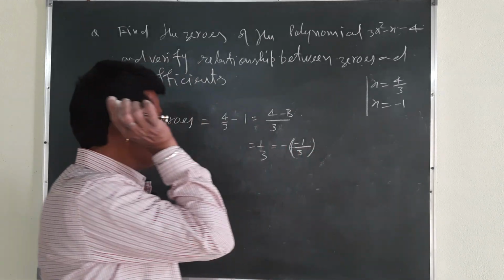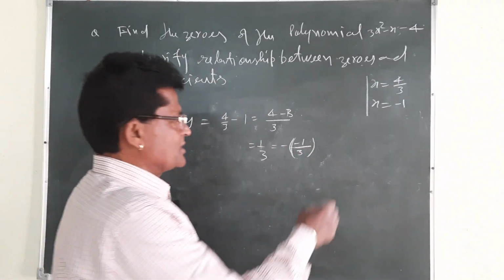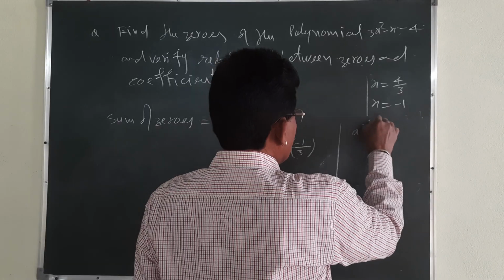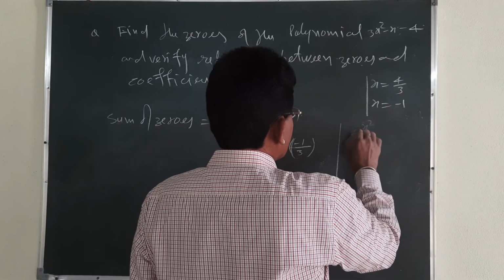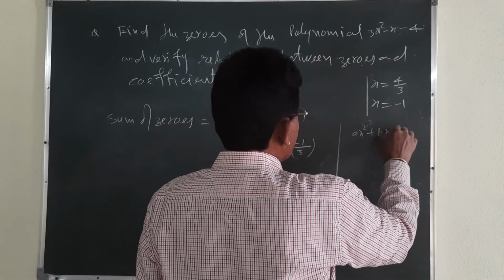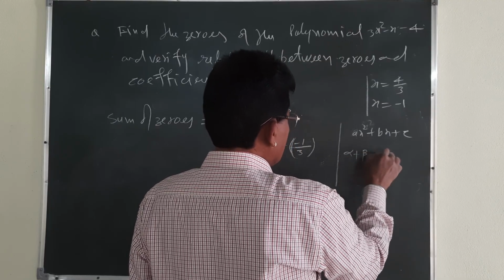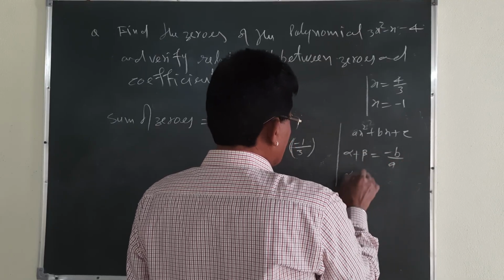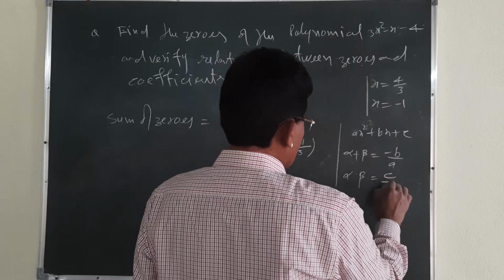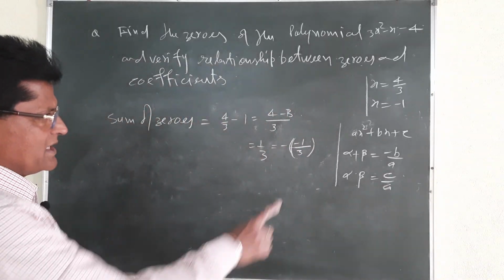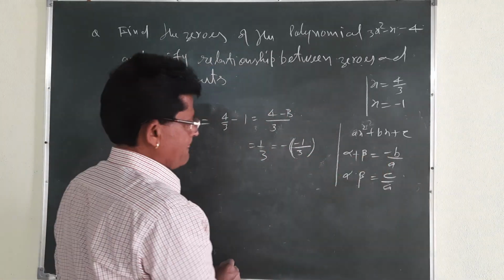Why am I changing? Because as I told you, for ax square plus bx plus c, the sum of the zeros will be equal to minus b upon a, and the product of the zeros will be c upon a. That is why I want to change it into this form.